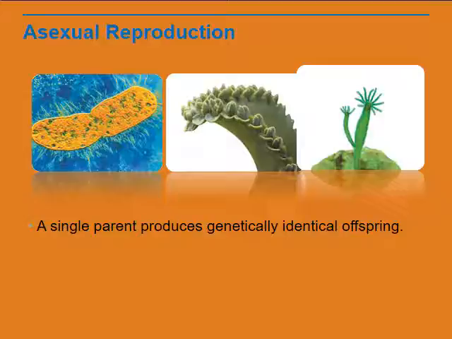A multicellular organism like this hydra will eventually grow and then just pinch off and create an exact identical copy of what was there before. So when an organism like this creates an identical version of itself because it does not need a mate, that is called asexual reproduction.